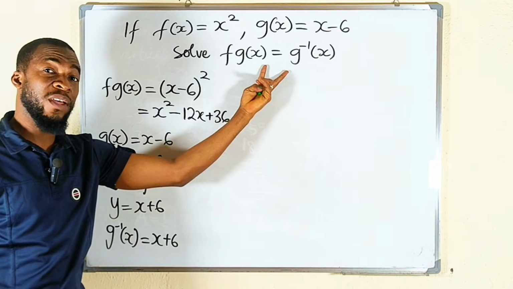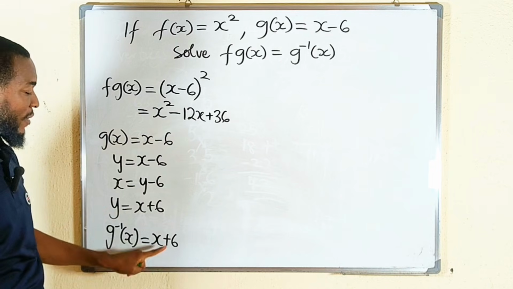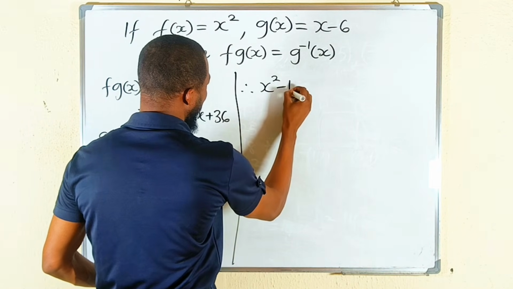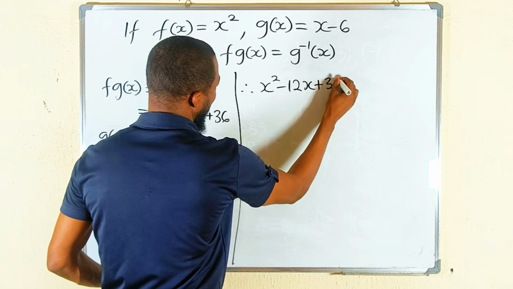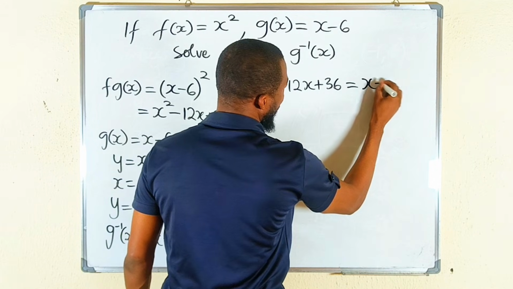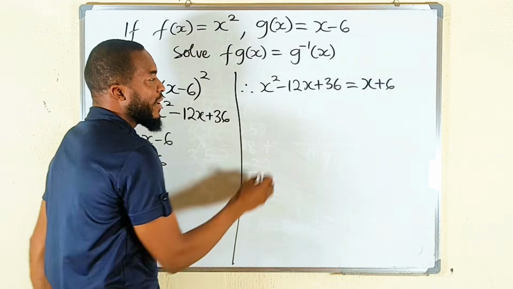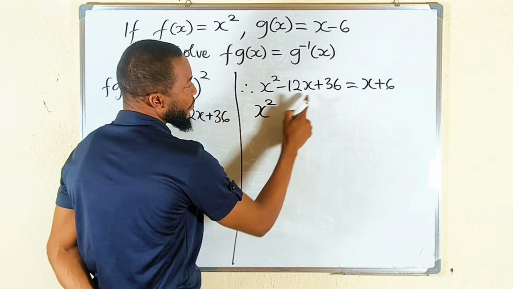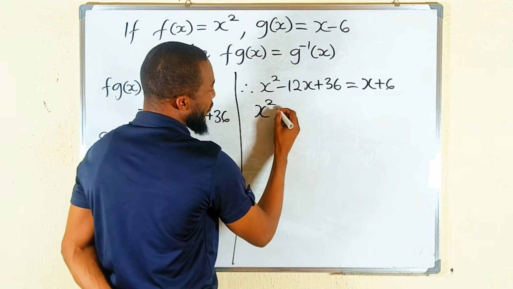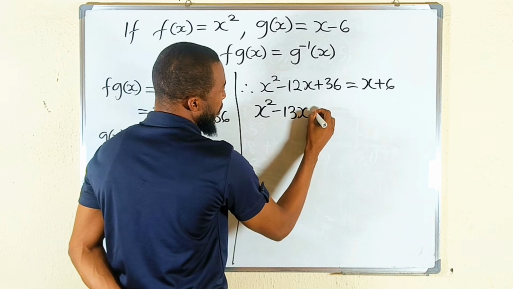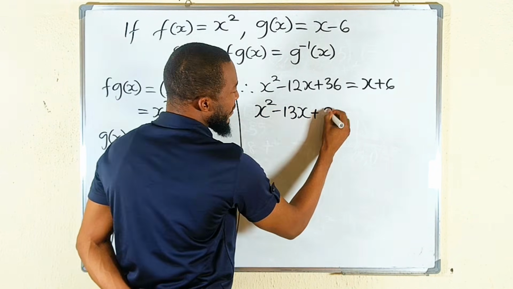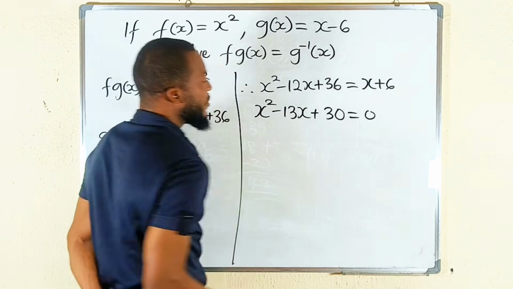And they are saying we should equate them and solve. It implies this is equal to that, right? Therefore, x squared minus 12x plus 36 is equal to x plus 6. Bring all terms to the left-hand side. You have x squared. As this crosses over, it becomes negative. So you have negative 12, negative 1 is negative 13x. Plus, as this crosses over, it becomes negative 6. 36 minus 6 is 30. Everything equals 0. This is quadratic.